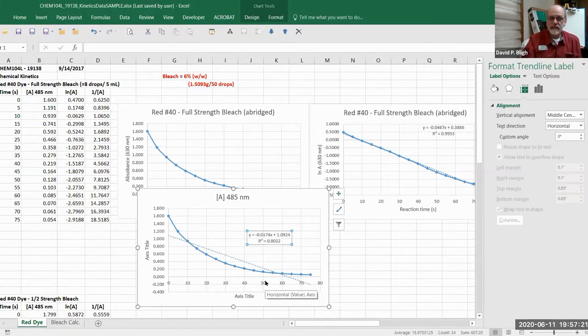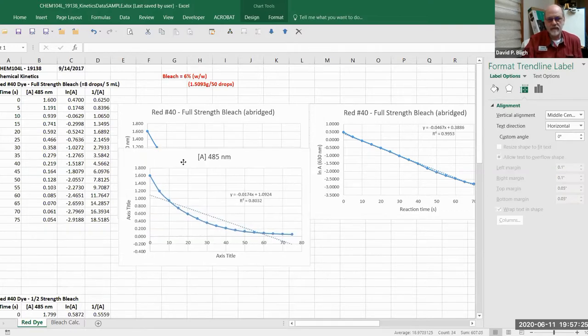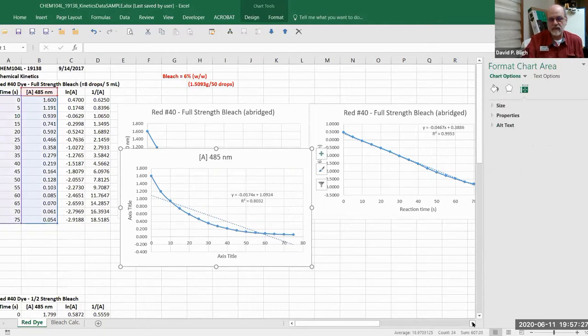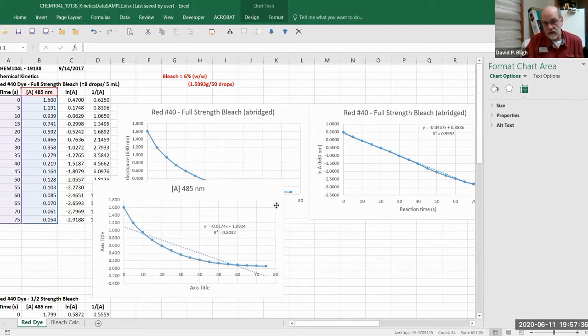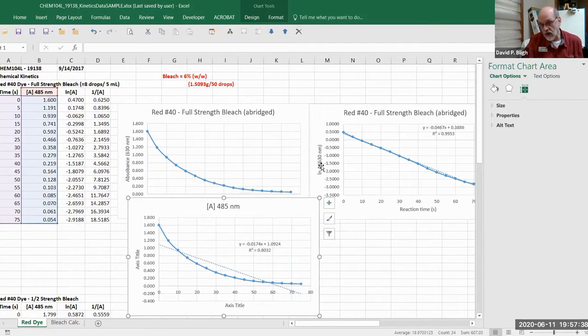All right, so let me leave that one. I'll just leave that one here for now. I'm not going to save it, but it's good for descriptive purposes. Now, how do you do the next one? The next one is going to be, well, let me get this out of the way. The next one's going to be the natural log.